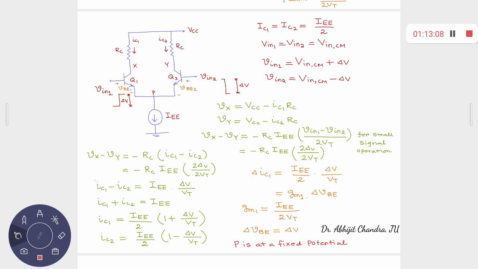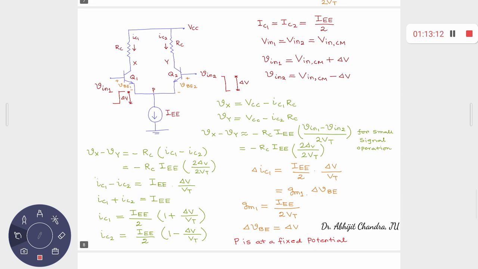So once again you have two equations: Ic1 plus Ic2 is equal to IE, and Ic1 minus Ic2 is equal to IE into delta V by delta Vt. From these two equations you can find the total instantaneous current in this form: IE by 2 into 1 plus delta V by delta Vt, and IE by 2 into 1 minus delta V by delta Vt. Remember, it's a total instantaneous current. Therefore, when delta V is equal to 0, this is nothing but IE upon 2, IE upon 2. Right.